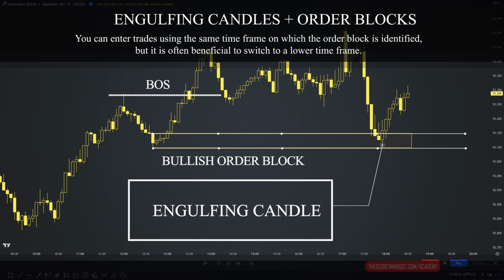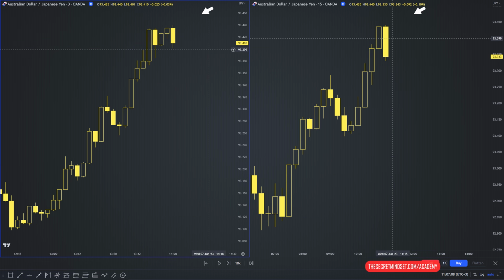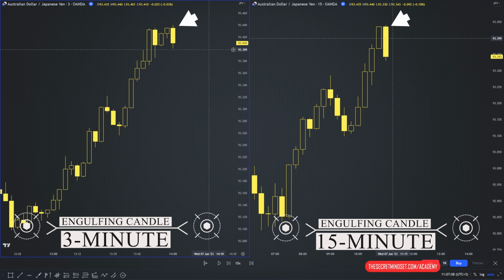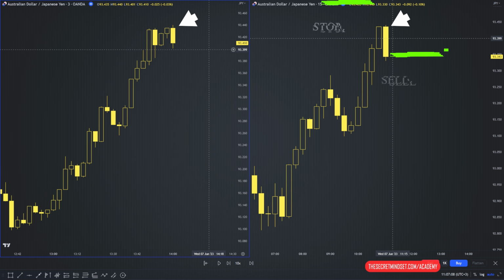While it's possible to enter trades using the same time frame on which the order block is identified, it's often beneficial to switch to a lower time frame. By doing so, you can reduce your risk and potentially increase your reward. If you choose to enter the market based on the engulfing candle observed on this time frame, the distance between your entry point and the stop loss level would be around 20 pips.